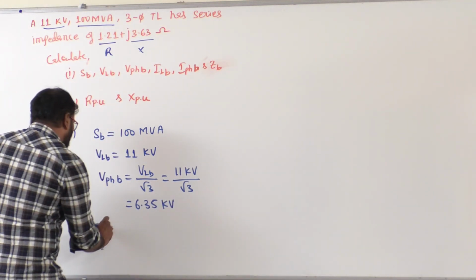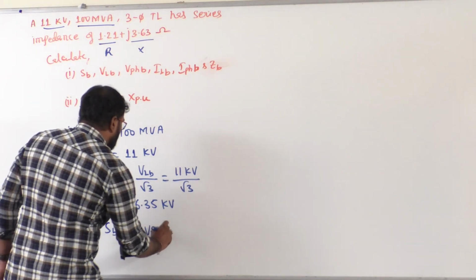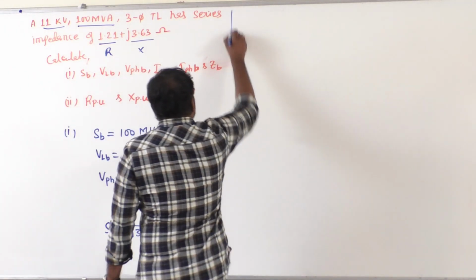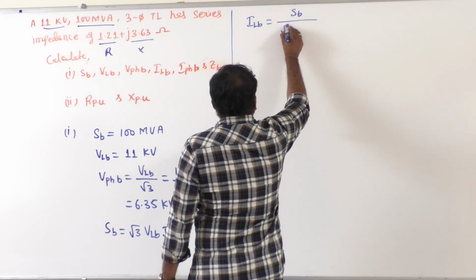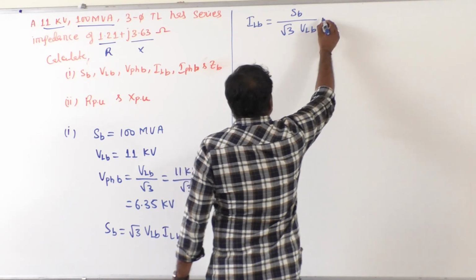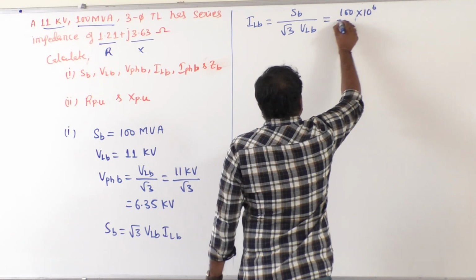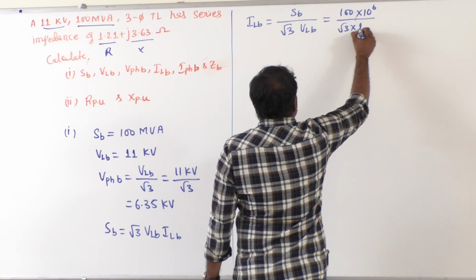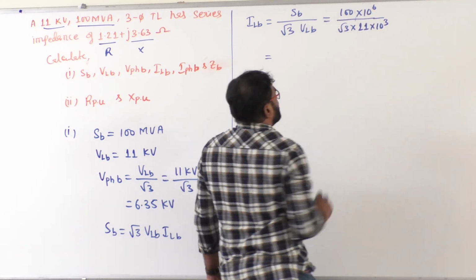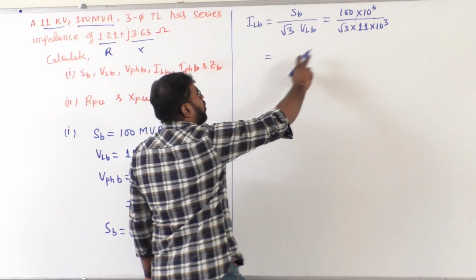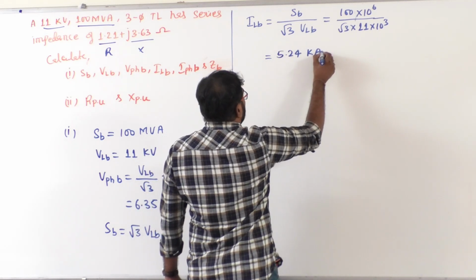Next, what is line current base? For that we know that S base equals root 3 times V line base into I line base. So from that, the line current base is S base by root 3 times V line base. S base means 100 into 10 power 6, divided by root 3 times 11 into 10 power 3, since it is kV and MVA. So if I solve this, I get 5.24 kilo ampere. That is I line base.